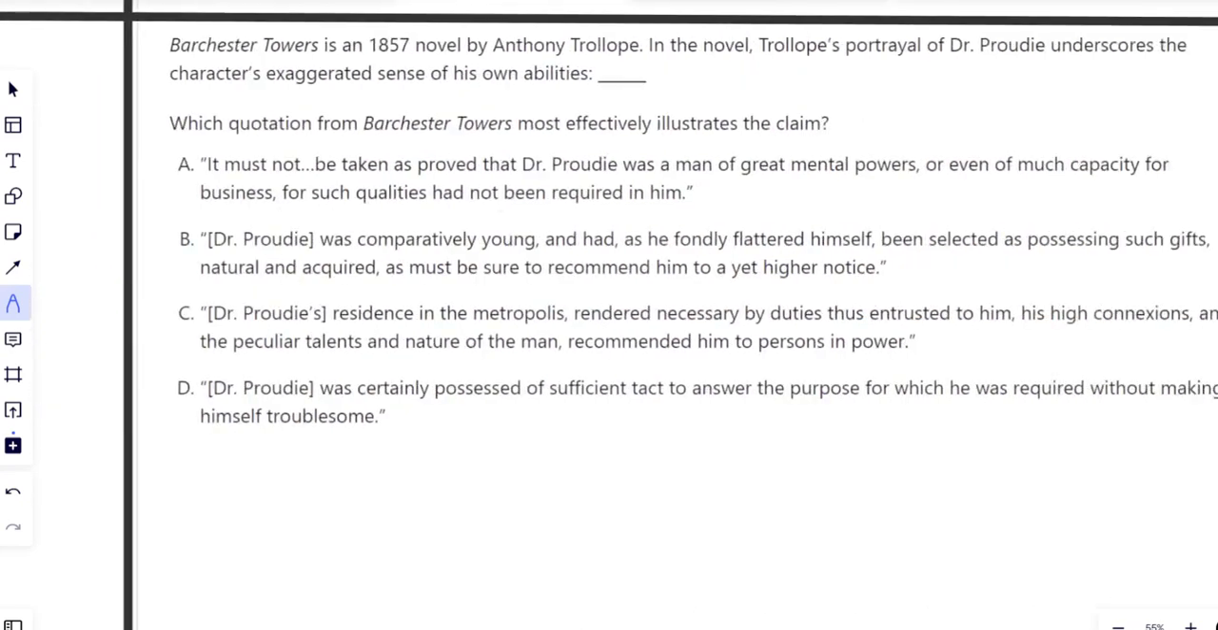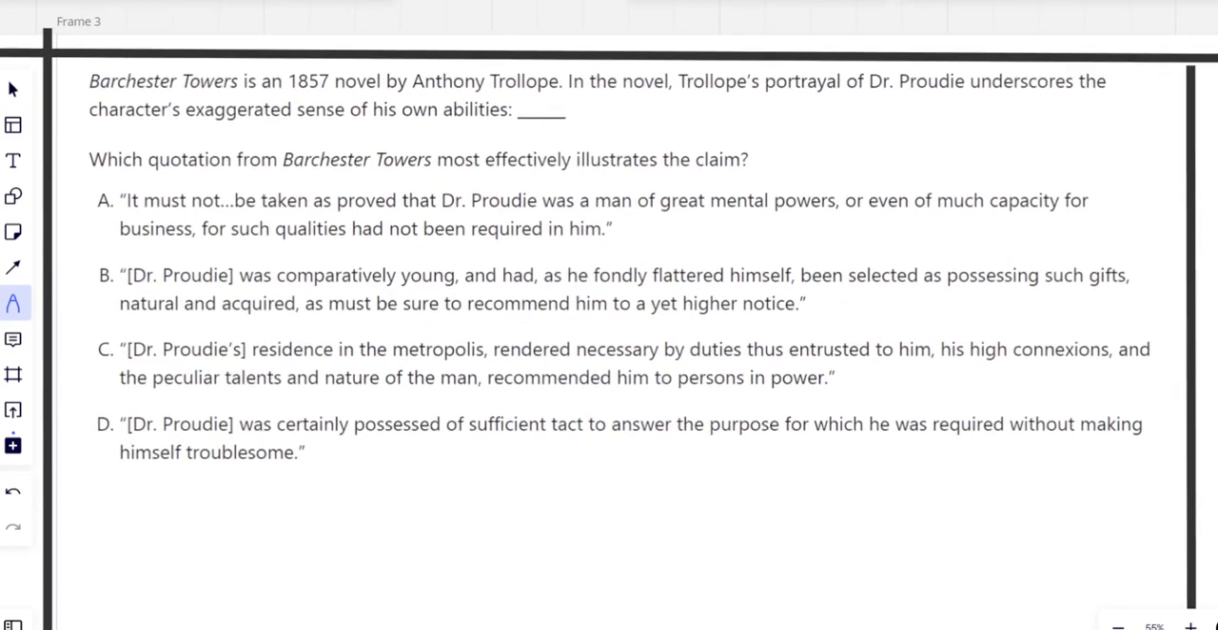Okay. Next one looks like a reading question. Let's do a different color for that. So Barchester Towers is an 1857 novel by Anthony Trollope. In the novel, Trollope's portrayal of Dr. Prudy underscores the character's exaggerated sense of his own abilities. Which quotation from Barchester Towers most effectively illustrates the claim?